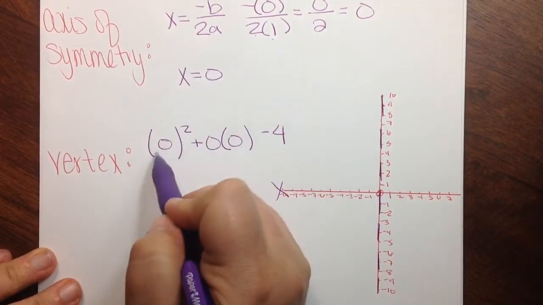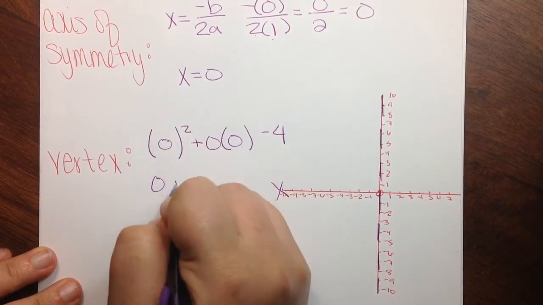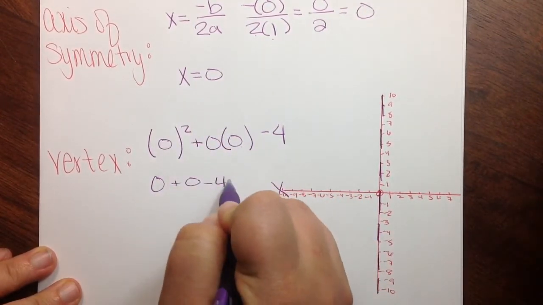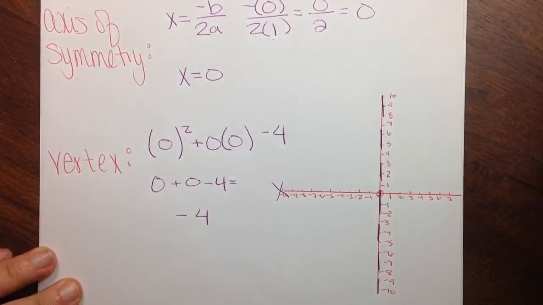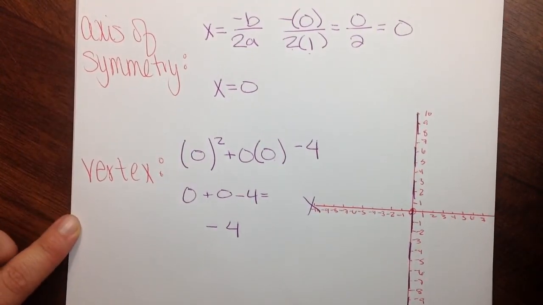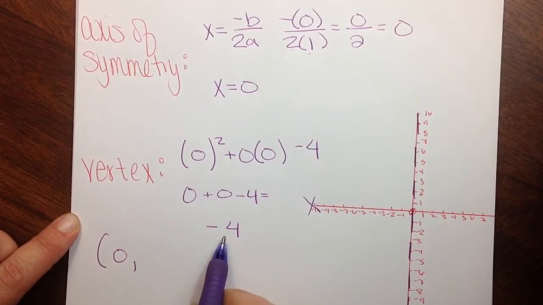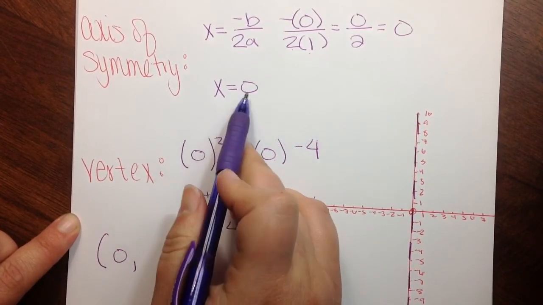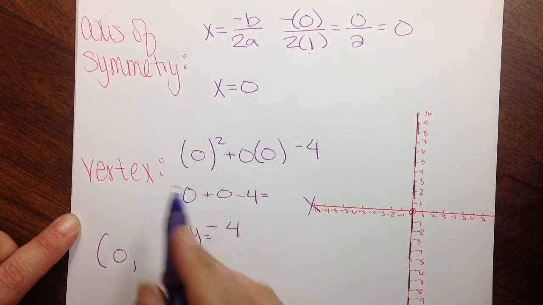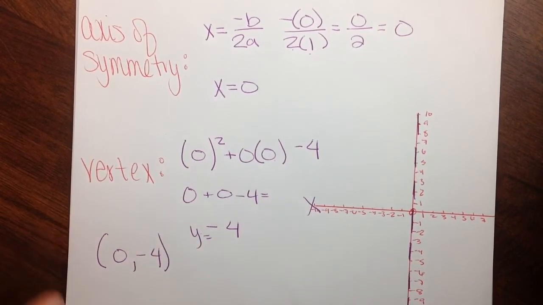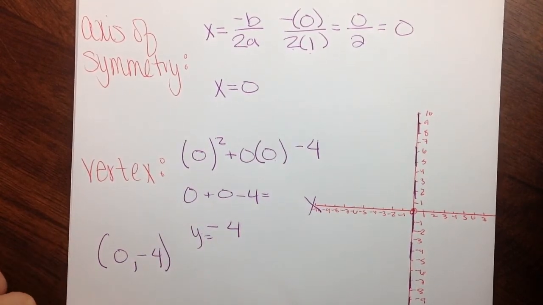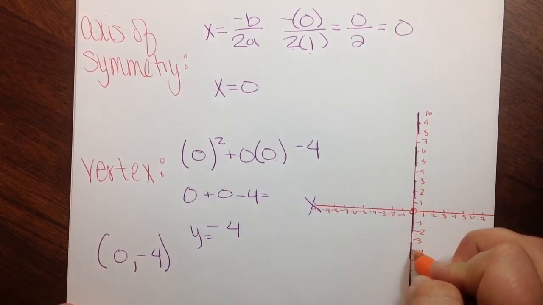Just go ahead and work that out. 0 squared is 0. 0 times 0 is 0. Minus 4 is -4. So now for our vertex, we're going to combine our x from our axis of symmetry, which is 0, and our y right here to get our vertex. So that would be at (0, -4). I'm going to put a dot at (0, -4).